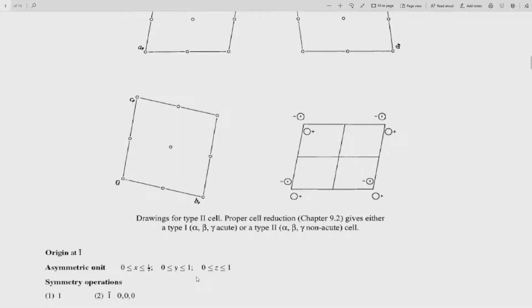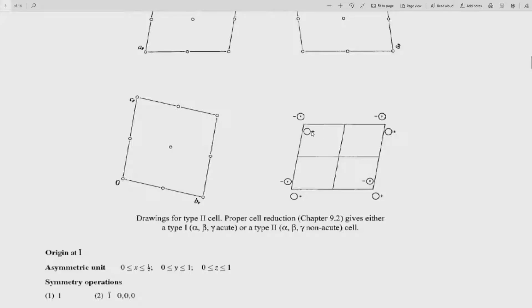The asymmetric unit now is what? The asymmetric unit now is half along the x. That means the asymmetric unit is only that much, because you have a center of symmetry here, you have a center of symmetry here, you have a center of symmetry here. Effectively, you can consider this as a unit cell, which is a subcell of this unit cell, and in that subcell there is only one object, and that is why we call it the asymmetric unit.